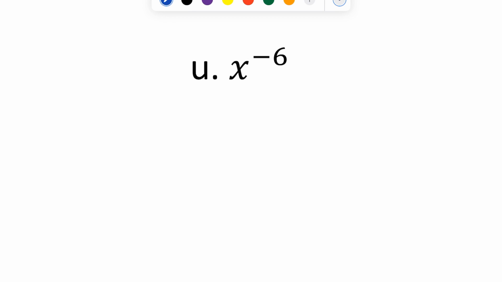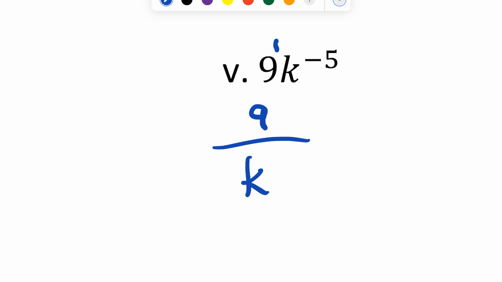Okay. Next one. Oh, all we have to do is move this one. We don't even have to do anything with it. All we had to do was move it. Okay, now on this one, remember that the exponent of 9 is actually 1, so it doesn't move. Only the k to the 5th moves.